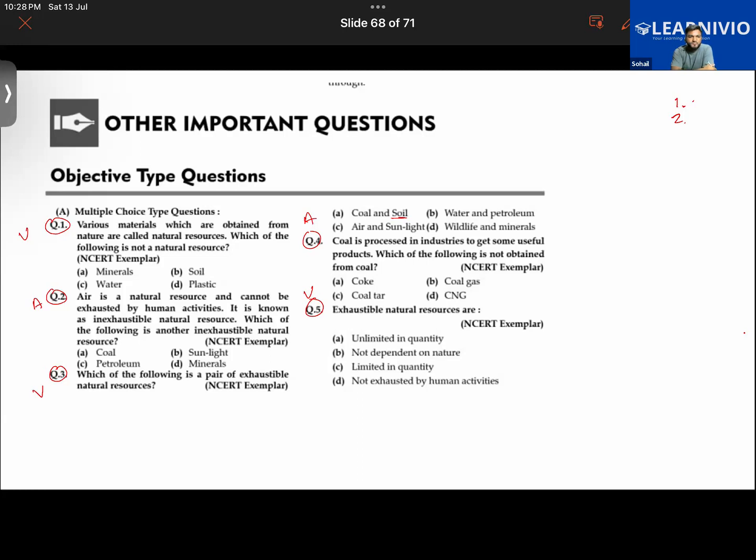Various materials which are obtained from nature are called natural resources. Which of the following is not a natural resource? Plastic, option D. Yes, Aisha. Sunlight. Very good. Next, Vaiga. Should I read the question? Yes, you can read it or directly answer. Which of the following is a pair of exhaustible natural resources? Wildlife and minerals. Very good. Next, Aisha.